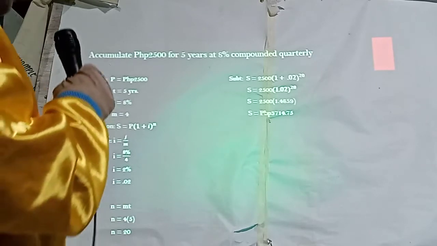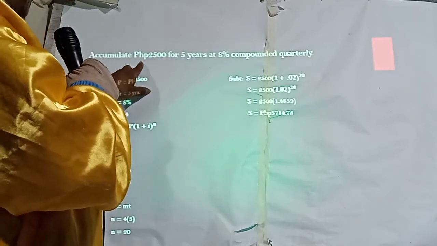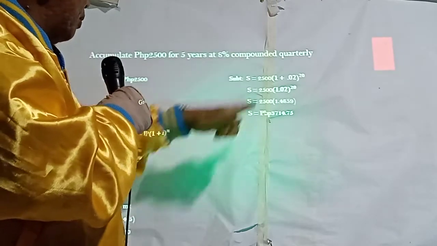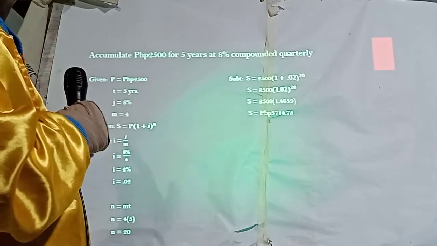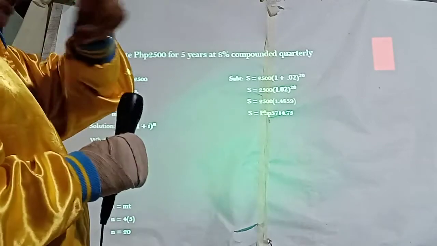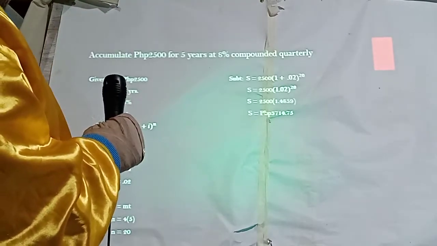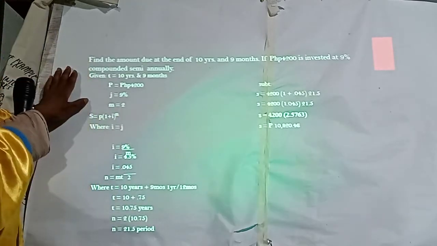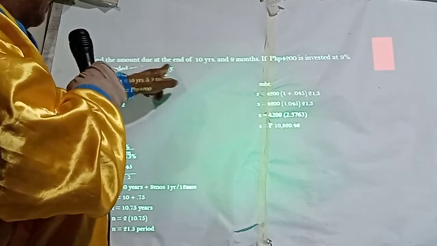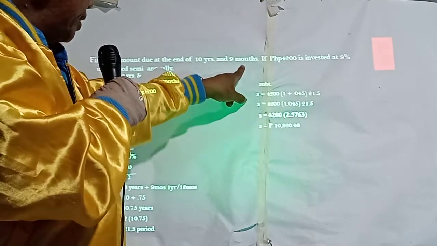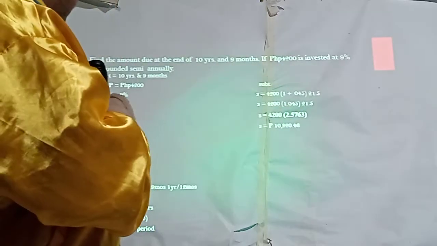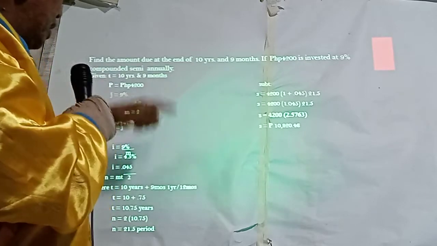Okay. Our next example. Okay, so this is now another example. Find the amount due at the end of 10 years and 9 months if 4,200 is invested at 9% compounded semi-annually.